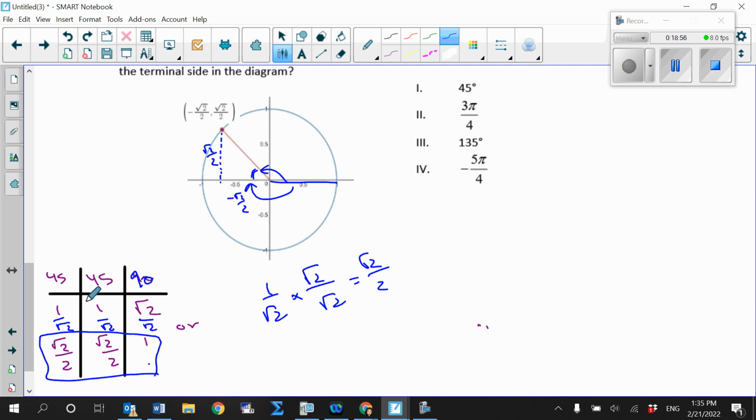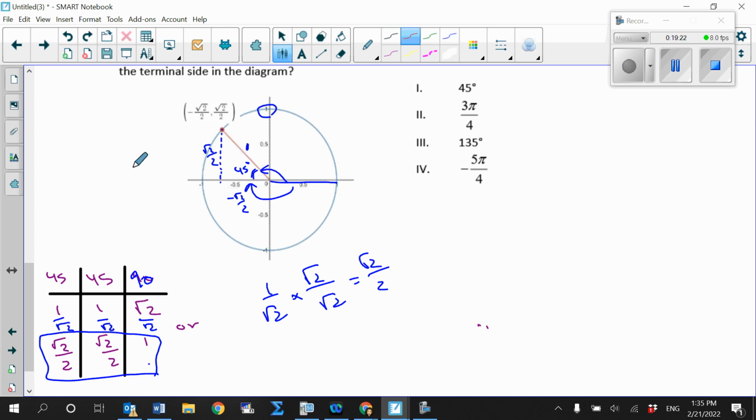So what I want to say is that since the ratio of the sides are root 2 over 2 and 1 here, because this is the radius and it's equal to 1, I have the ratio of this triangle, 45, 45, 90. That means this little angle, this reference angle, is basically 45 degrees. So this is what I figured out at this point.